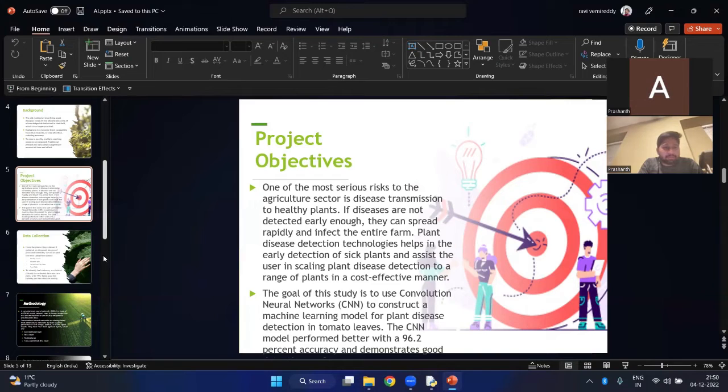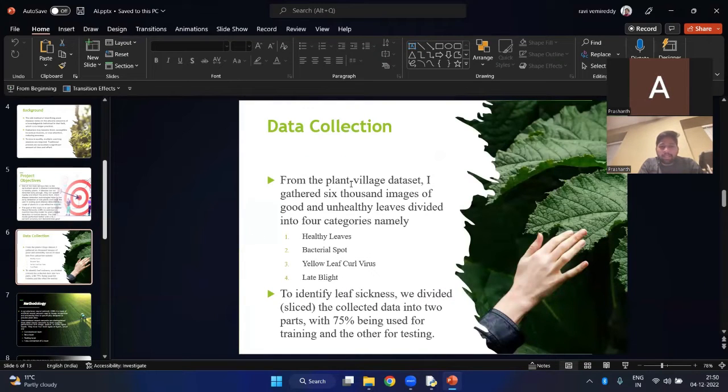So the next, the data collection. From the PlantVillage dataset, we have gathered 6,000 images of good and unhealthy leaves. This part is going to be explained by Jashwant. So I'm handing over this part to Jashwant, who will explain the data collection.